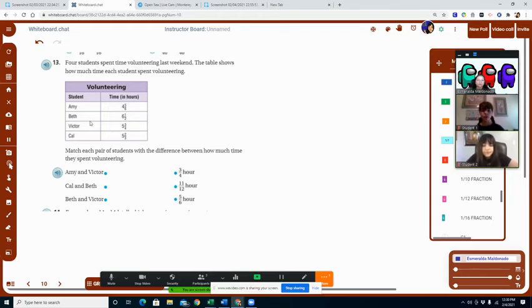So we have in this table the time that each student spent volunteering, right? So we have Amy, Beth, Victor, and Cal. Amy did 4 and 5/6 hours. Beth 6.5 hours. Victor 5 3/4 hours, and Cal 5 2/3 of an hour. This question, I forgot to mention, number 13 is based off lesson 8, which is subtract mixed numbers with renaming. So we're going to match each pair of students with the difference between how much time they spent volunteering.